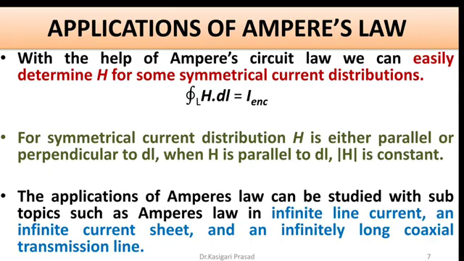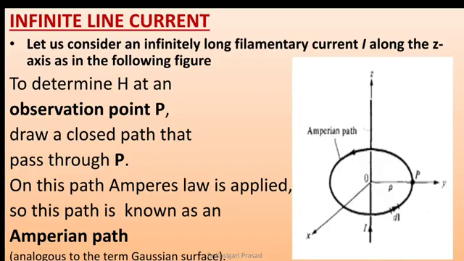For a symmetrical current distribution, H is either parallel or perpendicular to dl. When H is parallel to dl, the magnitude of H is constant. Now we can apply Ampere's circuital law to three applications: an infinite line current, an infinite sheet of current, and an infinitely long coaxial transmission line. For these three categories, we are going to apply Ampere's circuital law.